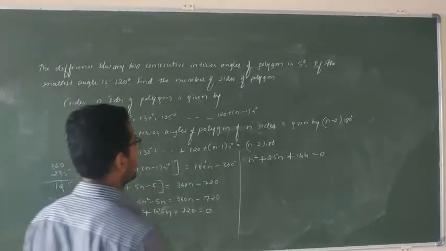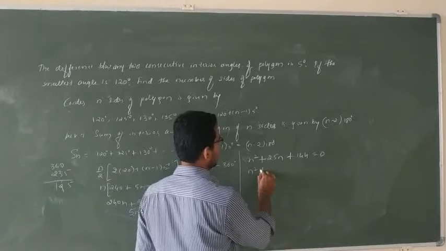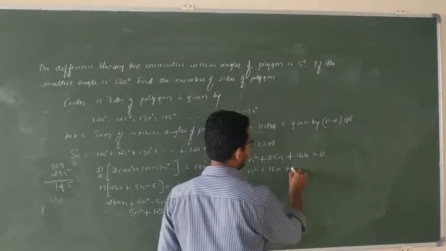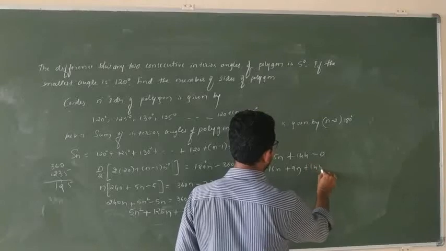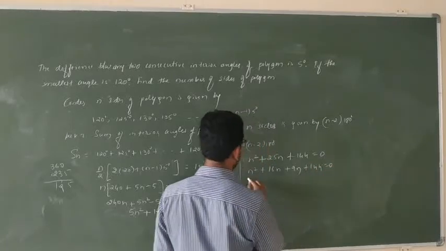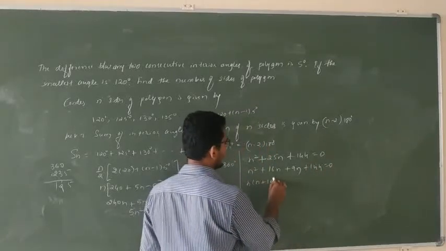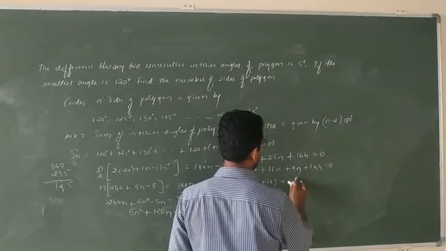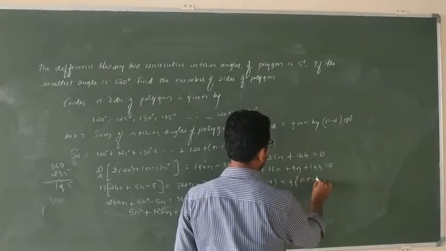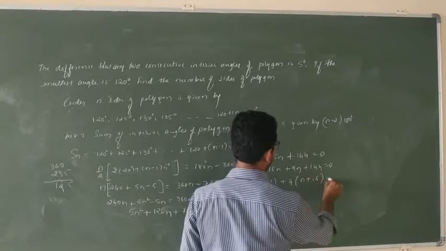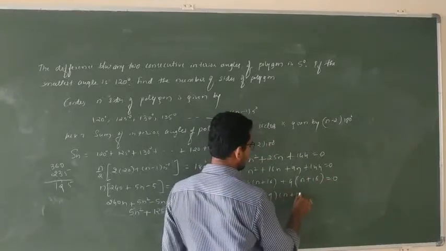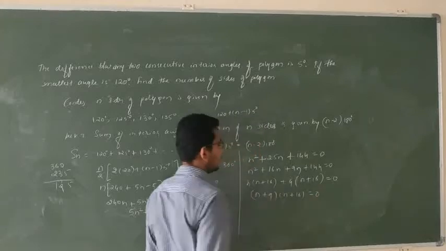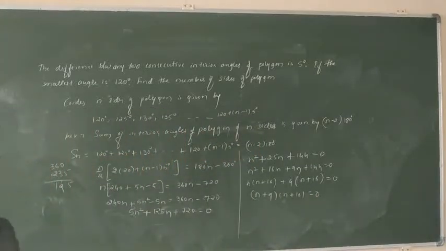Then I can write this as n square plus 16n plus 9n plus 144 is equal to 0. That is n (n plus 16) plus 9 (n plus 16) is equal to 0. Then (n plus 9)(n plus 16) is equal to 0.